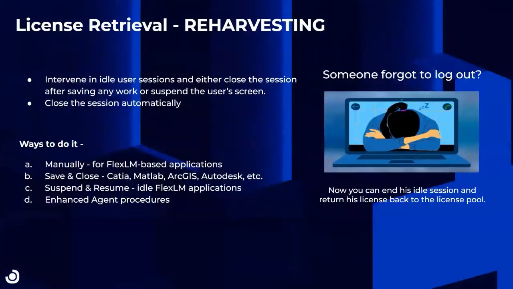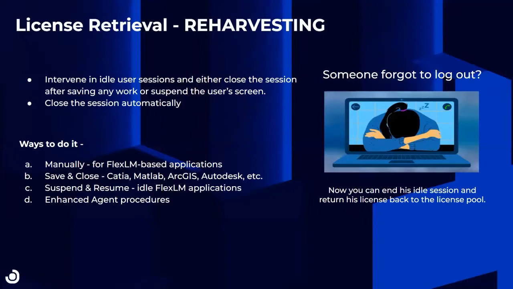Another important functionality of OpenLM is license retrieval. You can automate the license retrieval of idle applications. So how does it work? You can intervene in idle user sessions and either close the session after saving the work or suspend the user's screen. You can also close the session automatically.